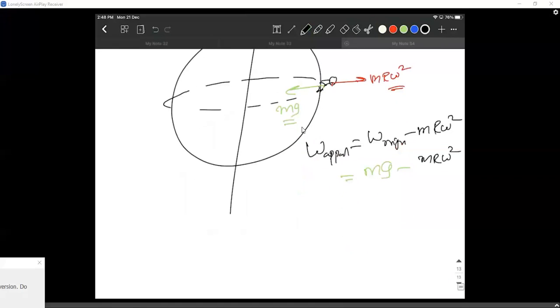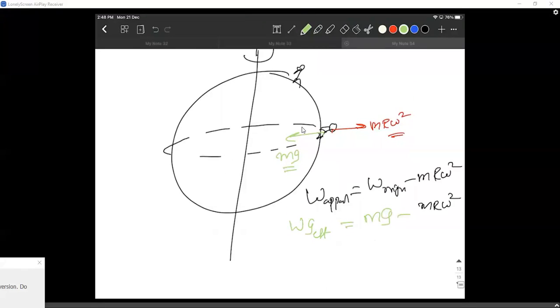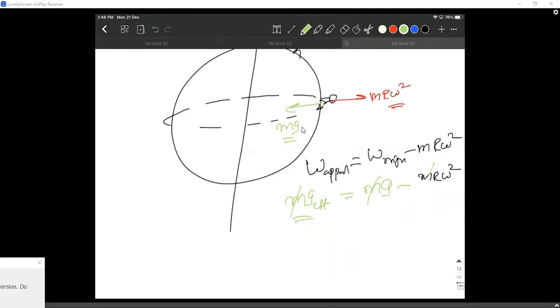Now, this apparent weight is written as mg effective. So from this, they cancel out m and write g effective equals g minus r omega square for a person who's on the equator.